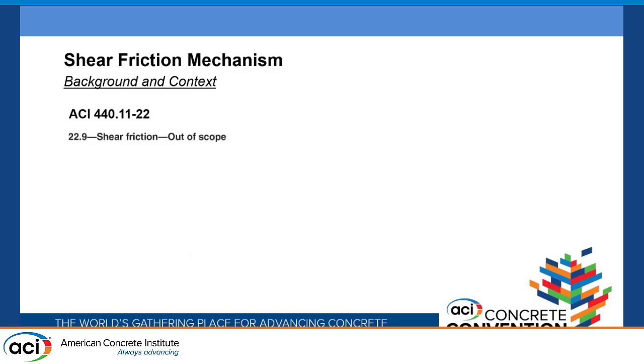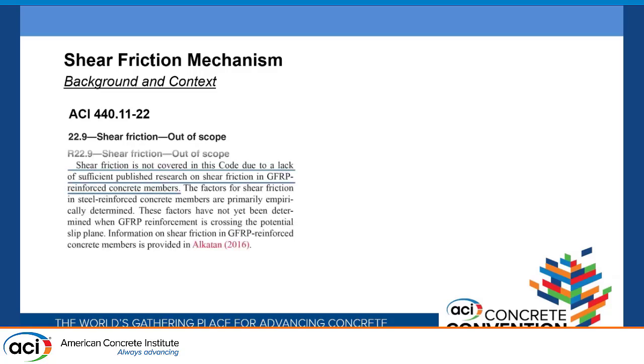440.11, mentioned in section 22.9, refers to shear friction as out of scope. And this code mentions that the shear friction is not covered in this code due to a lack of sufficient published research on shear friction in GFRP reinforced concrete members. So that means that this code does not consider the contribution of GFRP in interface shear transfer capacity.